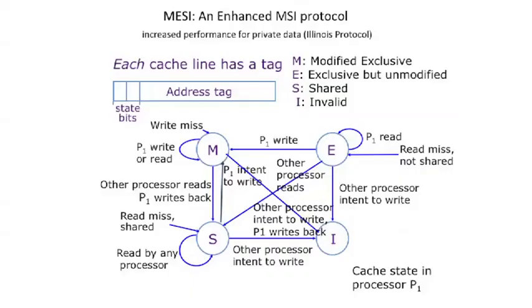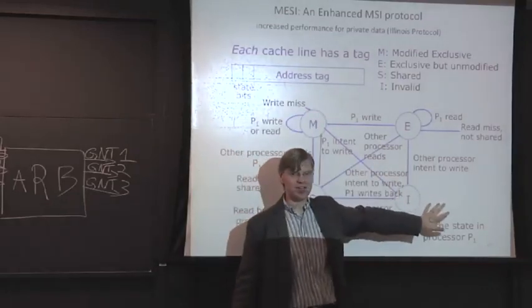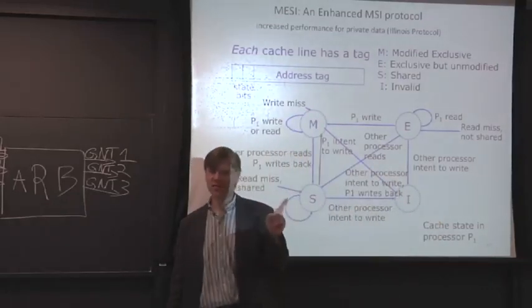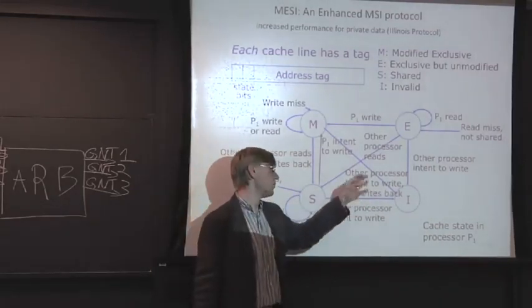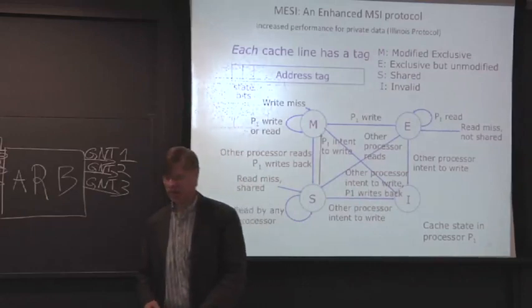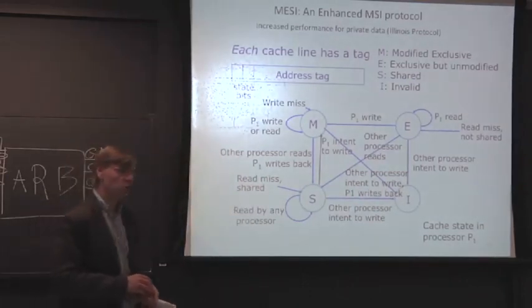A couple other things here. Other processor tries to do a write. You'll see their broadcast of their intent to write. If you're in the modified state, you need to clearly do an invalidate because only one cache can have dirty data. And so you see it, you write it back, and you transition to the invalid state. And that's the sum of this protocol here.